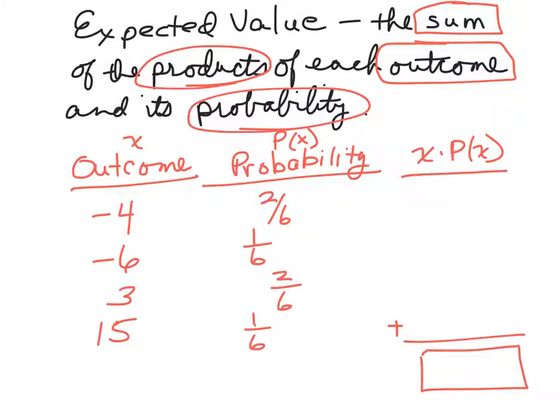Okay, it's really all over but the shouting now. All we've got to do is crunch a few numbers here. So I'm going to take each x times its P of x. So negative 4 times 2 sixths. Negative 4 times 2 would be negative 8 sixths. By the way, I'm not going to reduce that because if I keep it in sixths, I'll actually keep common denominators. So that'll be nice for me here in a moment. Negative 6 times 1 sixth would be negative 6 sixths. 3 times 2 sixths would be positive 6 sixths. And 15 times 1 sixth would be 15 sixths.